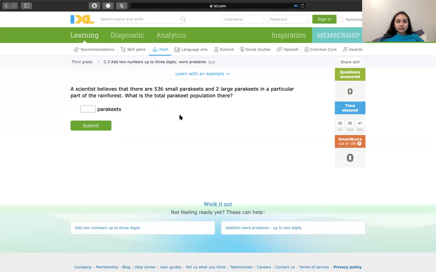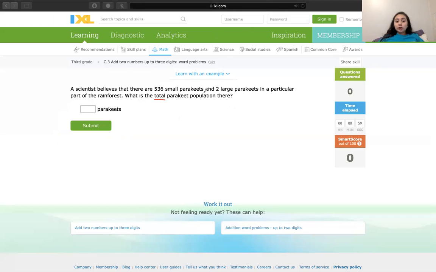A scientist believes that there are 536 small parakeets and 2 large parakeets in a particular part of the rainforest. What is the total parakeet population there?